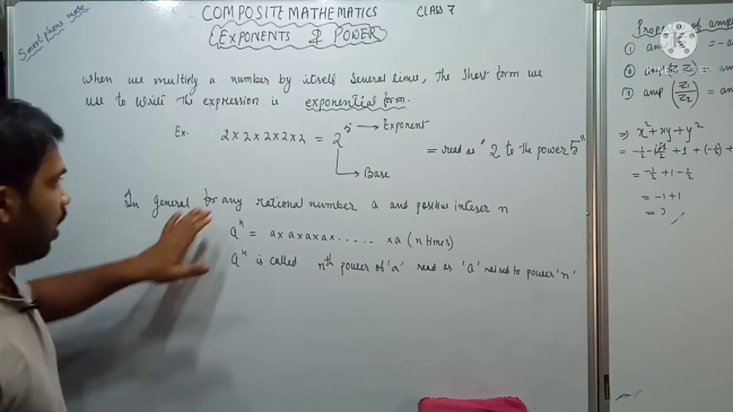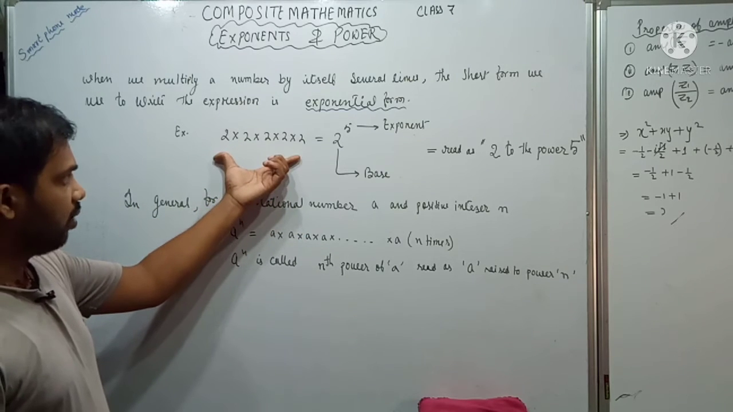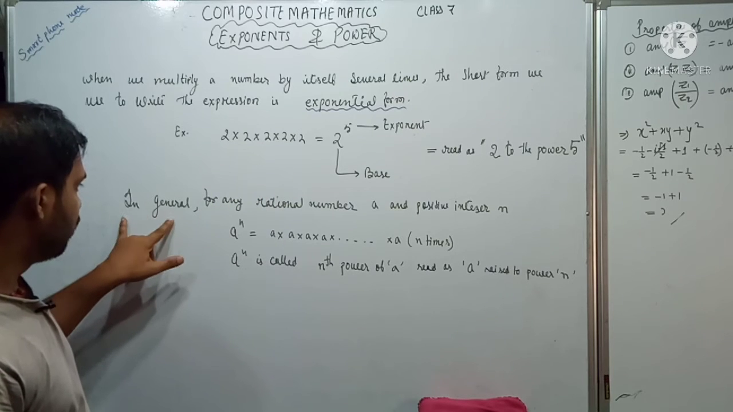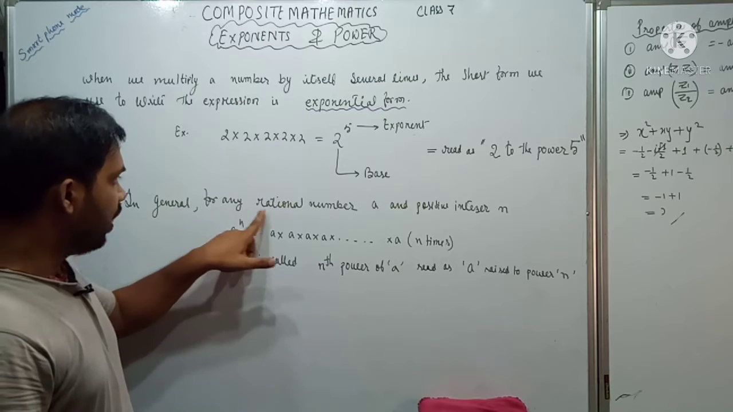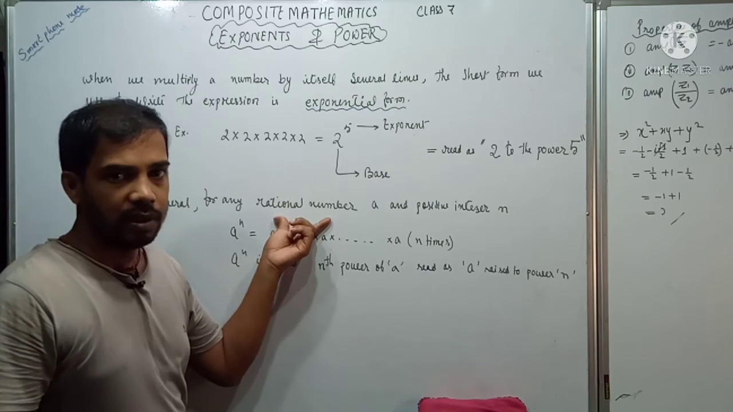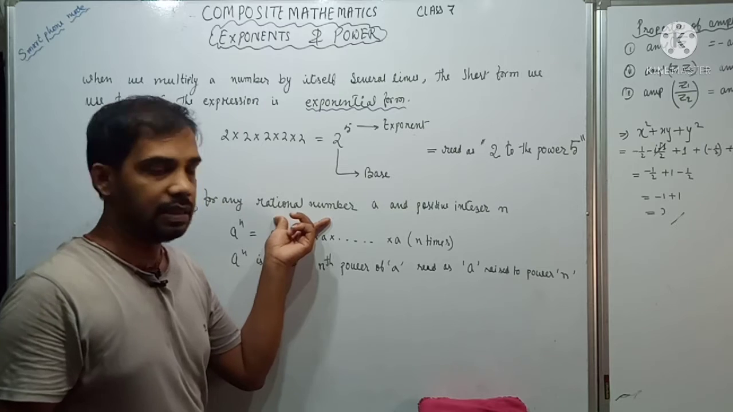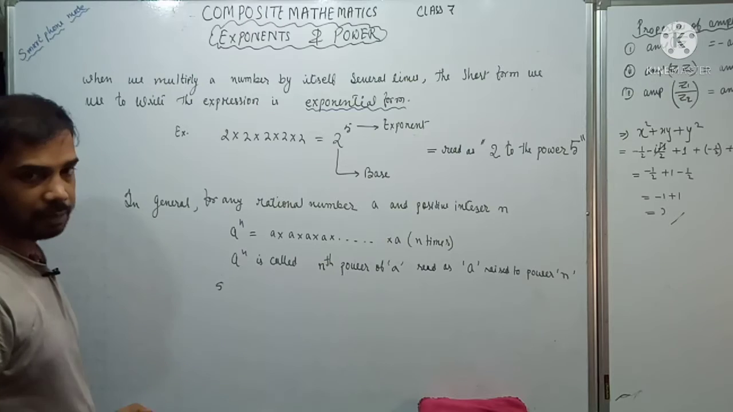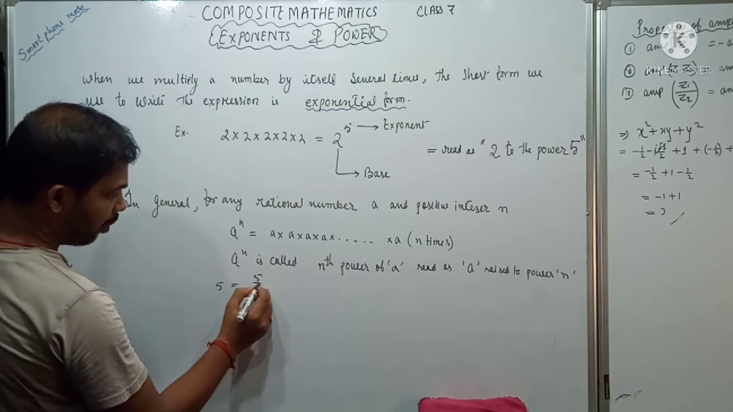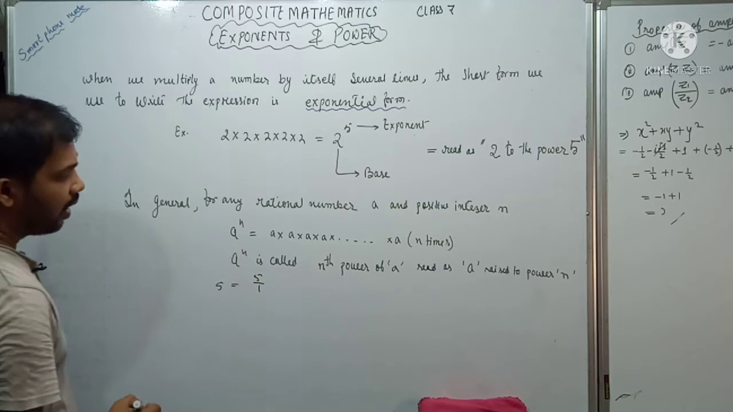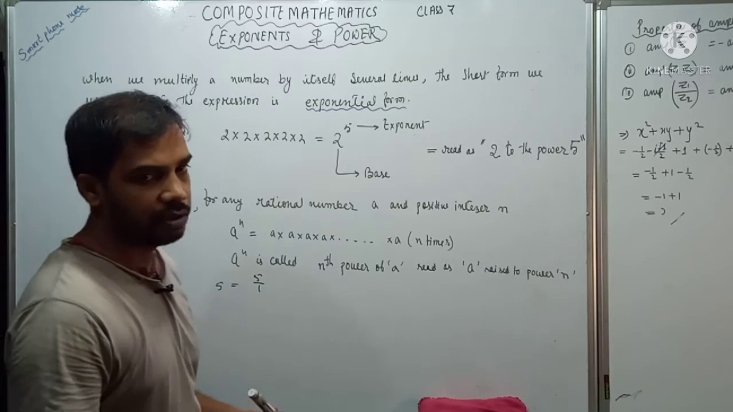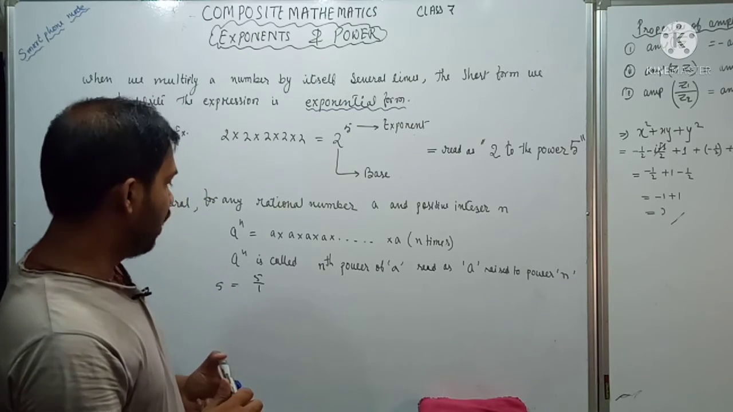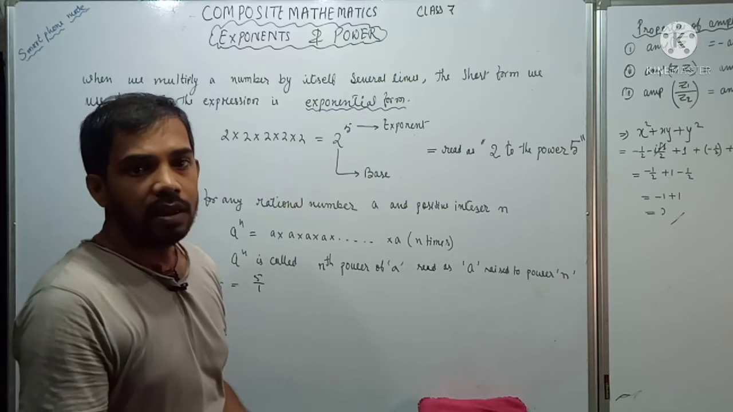Now I think you have understood what is exponential form. In general, for any rational number, what is a rational number? Any number that can be expressed in p by q form is known as a rational number. For example, is 5 a rational number? Yes, because 5 can be expressed as 5 by 1. So any number you take, all numbers are rational.